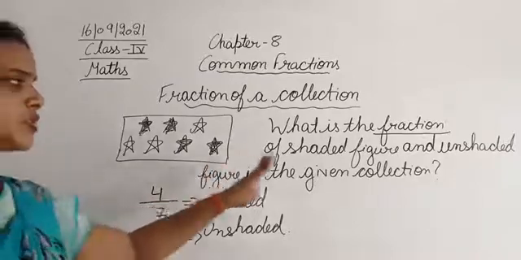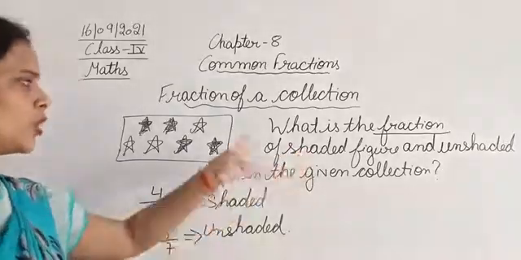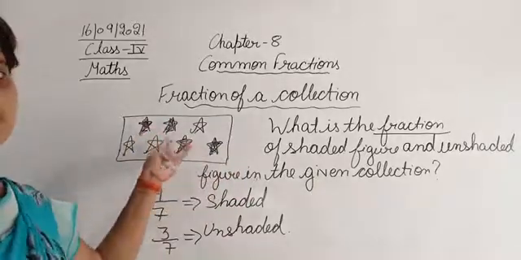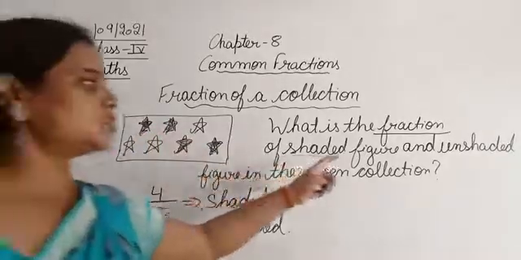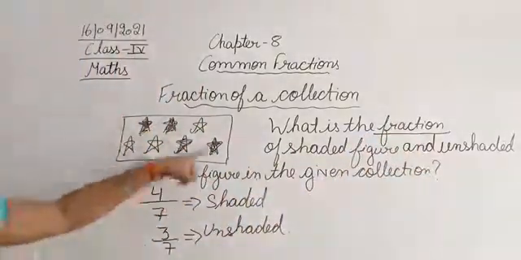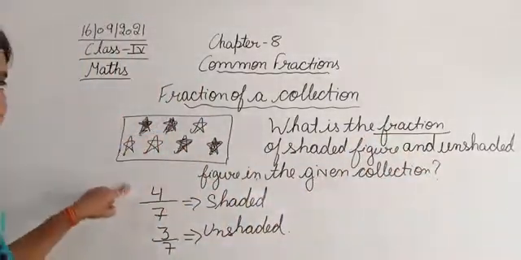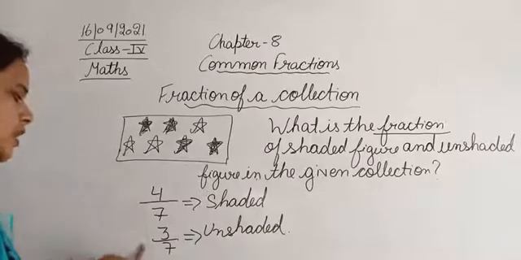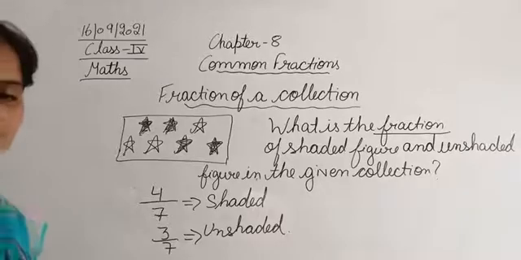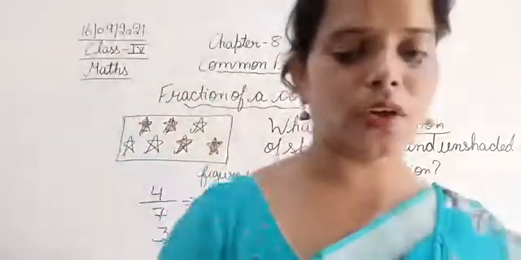And if the question is, how much stars are shaded, how much stars are not shaded, so 4 stars are shaded, 3 stars are not shaded. But there the question is about the fraction. So in the fraction we will say this is the collection of 7 stars. So out of 7 stars, 4 stars are shaded and out of 7, 3 stars are not shaded. Clear? So this is how we will represent the fractions in the part or in the collection.